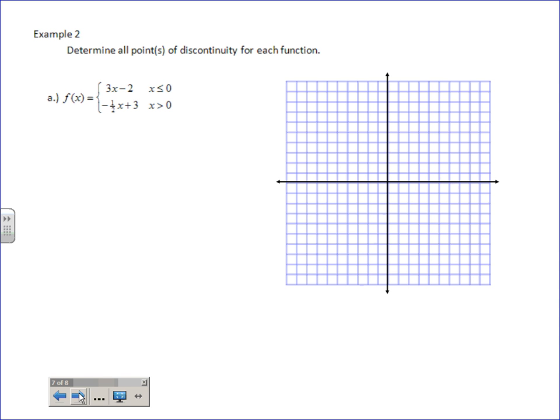Determine all point or points of discontinuity. Notice, if you graph both of these individually, they would be what? Parabolas, cubics, what would they be? Lines, right? So I kept this pretty simple, right? 3x minus 2 is a y-intercept of -2 and a slope of 3, correct? So I bet you if I hit the y-intercept of -2, this will probably graph, seeing it's supposed to go all the way to 0. And there it is.